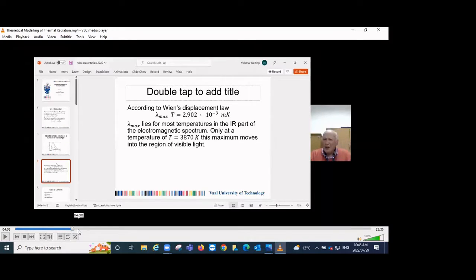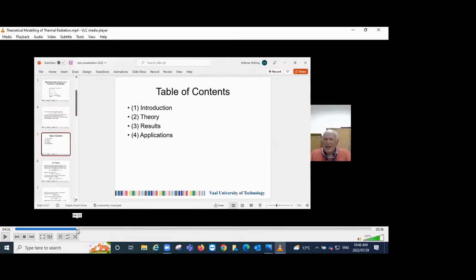On the next slide, we have the table of contents. We've already seen that thermal radiation is part of the electromagnetic spectrum. The corresponding quasi-particles are the photons, and therefore the theory part describes the theory of the photon gas. Photons behave according to the Bose Einstein statistics.